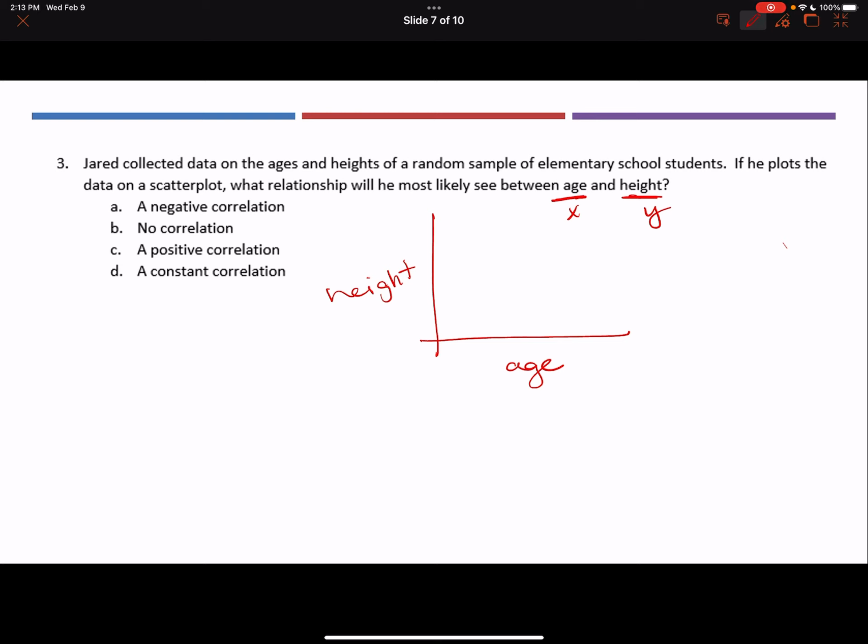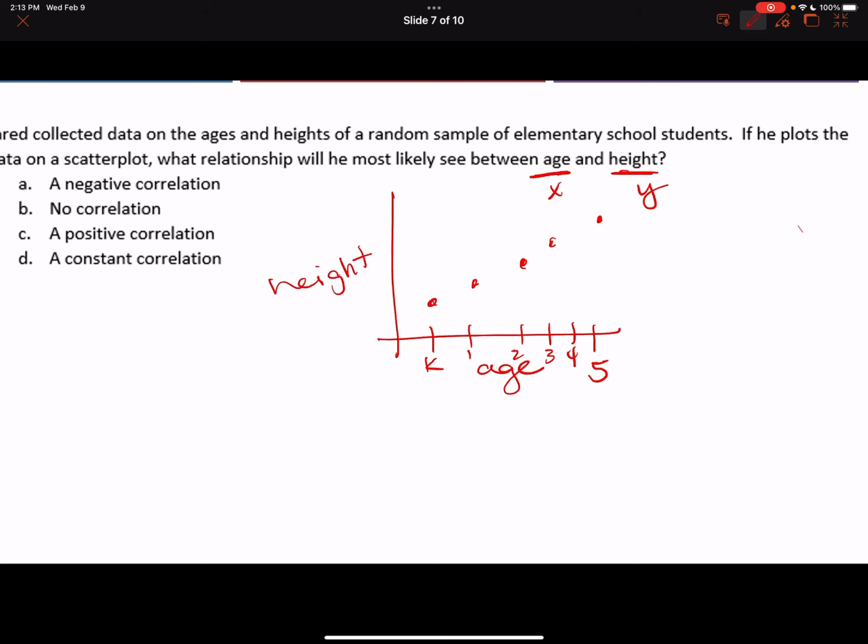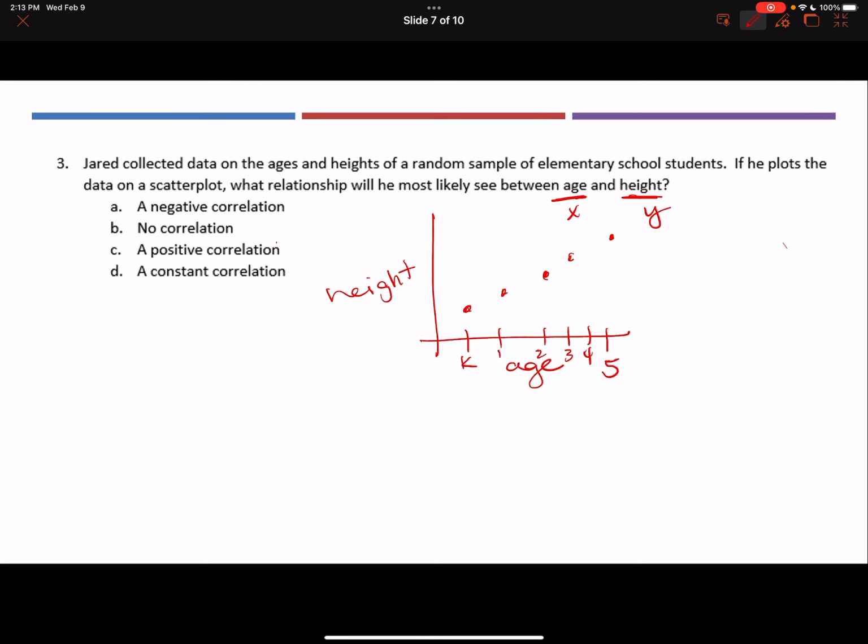Now think about what's going to happen when you're in elementary school. As you get older, think about a kindergartner versus a 5th grader, or a 1st, 2nd, 3rd, and 4th grader. What typically happens? The 5th graders are typically taller than the kindergartners, and the 1st graders are typically taller than the kindergartners, and the 2nd graders are typically taller than the 1st graders but shorter than the 3rd graders, right? So generally, you have a positive correlation. As age increases, height also increases.